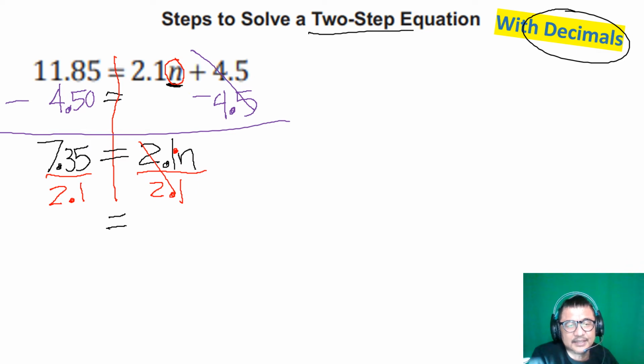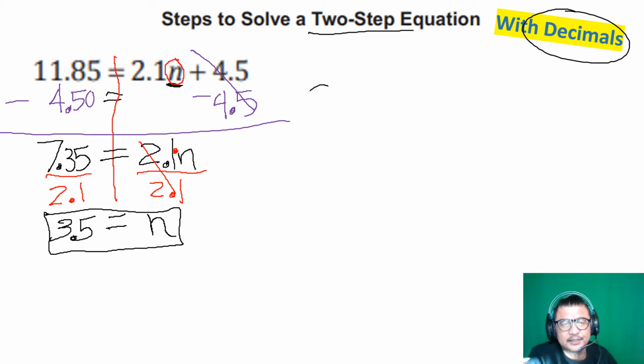So on the right side, n is finally alone. So let's divide 7.35 divided by 2.1. You will get 3.5. n equals 3.5. Okay, let's do a check.